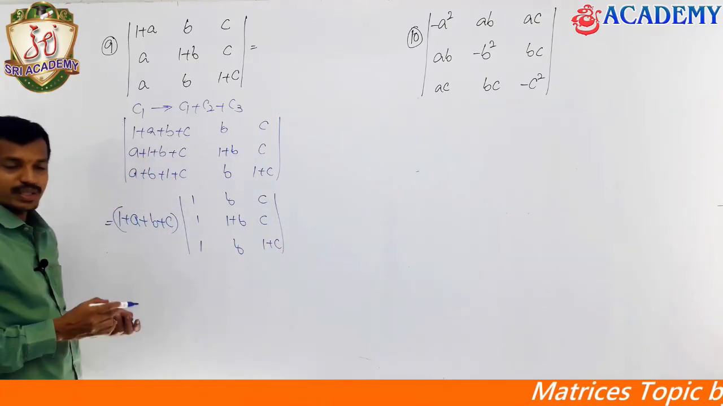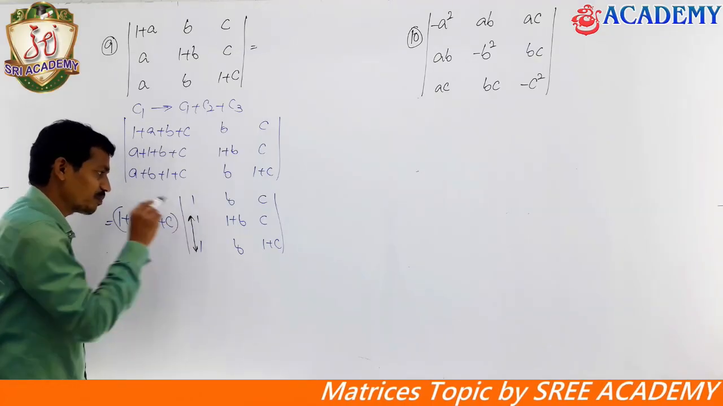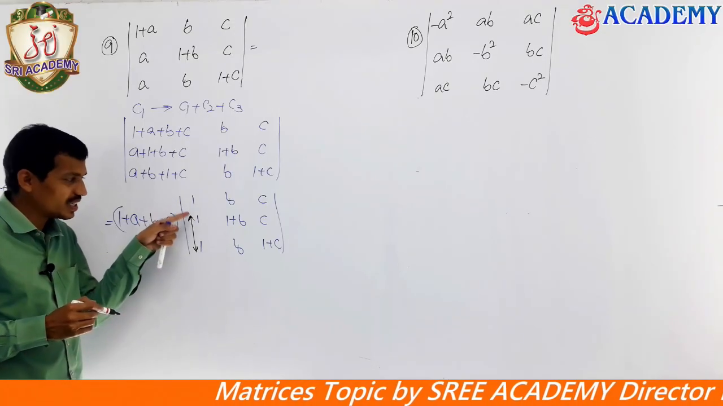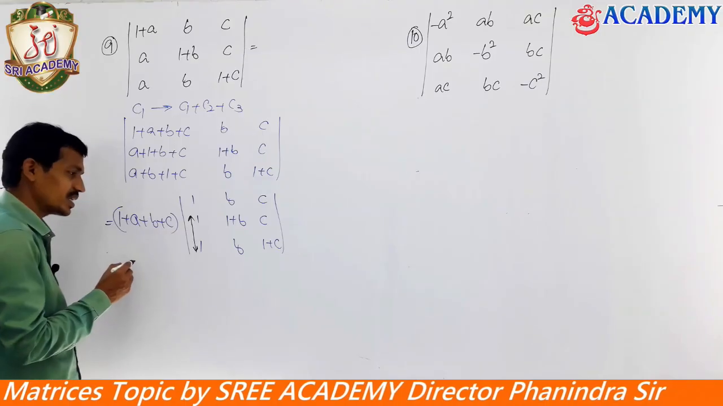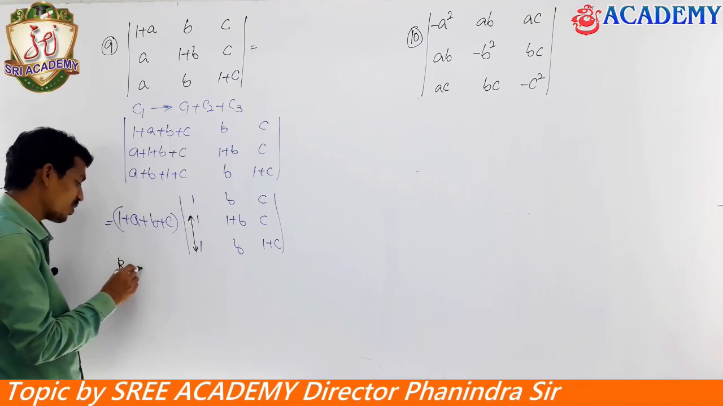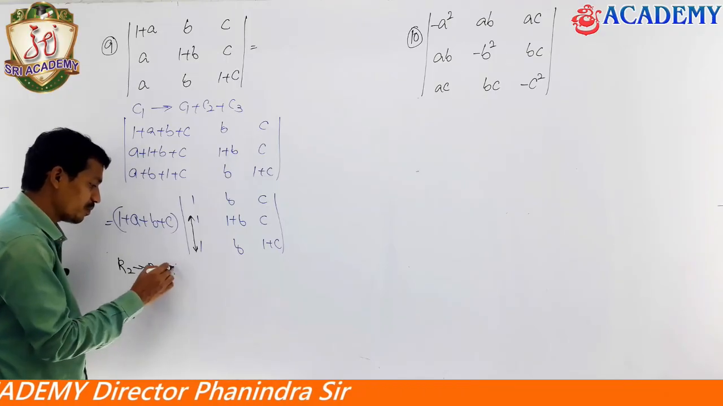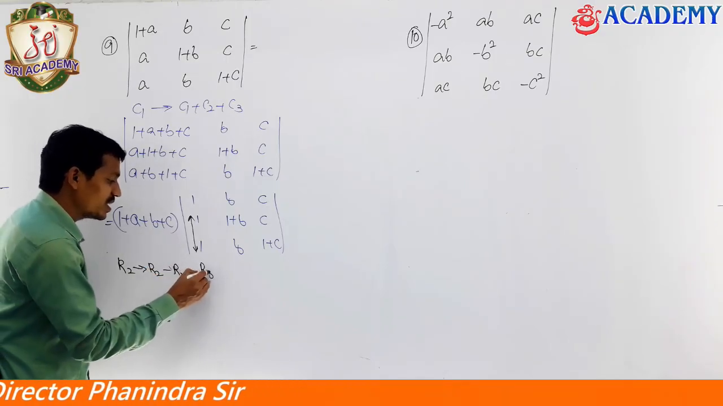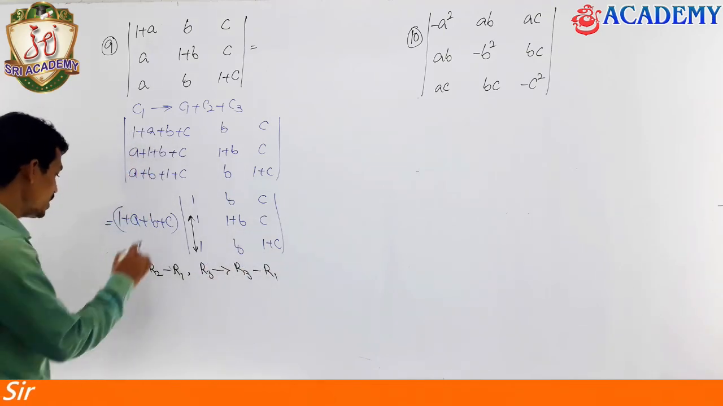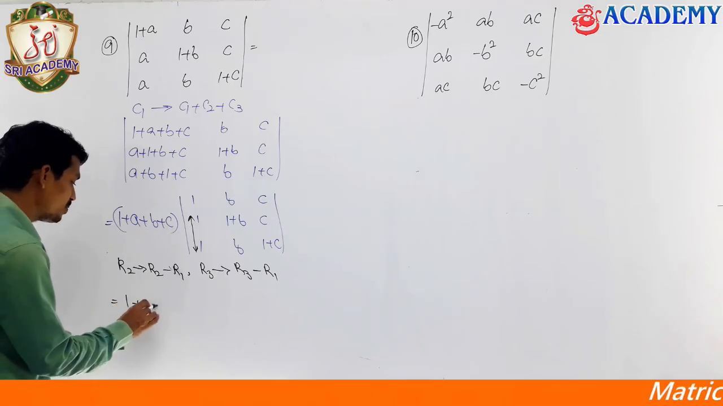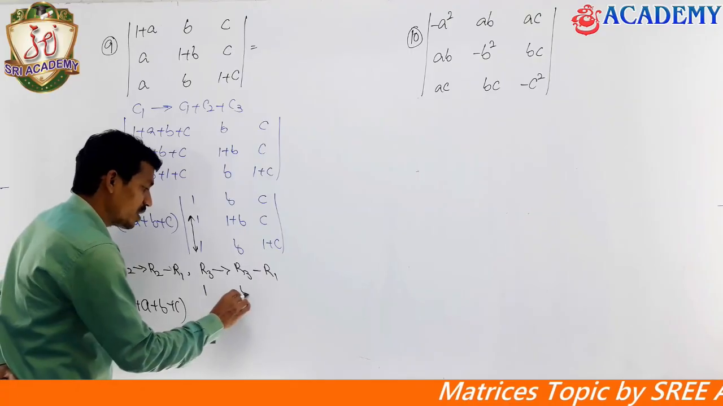Here I am making these two elements zeros. By using this element, 1 minus 1 is going to be 0, 1 minus 1 is going to be 0. That is, I am changing R2 to R2 minus R1 and R3 to R3 minus R1. Already 1 plus A plus B plus C is there directly, and the first row is 1, B, C.